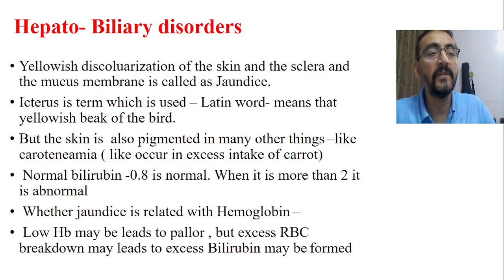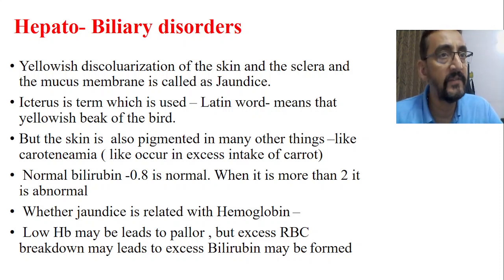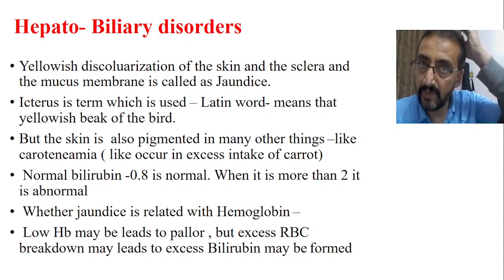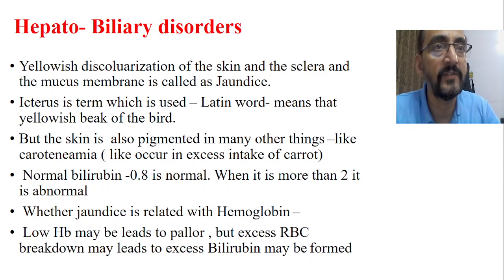One of the most common causes is carotenemia. Carotenemia occurs with excess intake of carrot. Because carrot contains yellowish pigment, after intake of an excess amount of carrot there is every chance that yellowish urine may be passed, and there may be yellowishness in different parts of the body, in the sclera also. When you are continuously taking carrot in excess, it is possible. So always keep this point in mind: all yellowish discoloration is not jaundice.